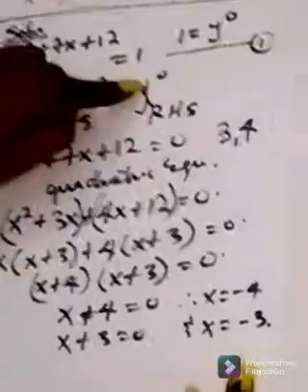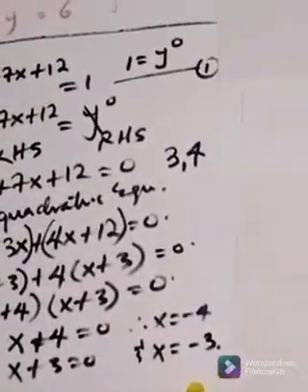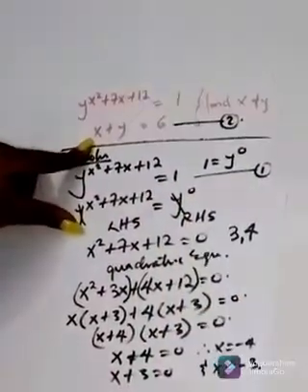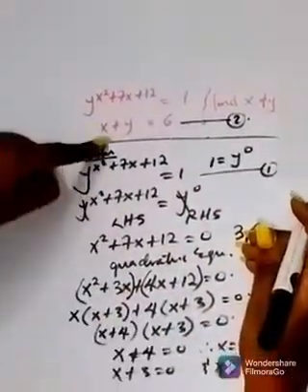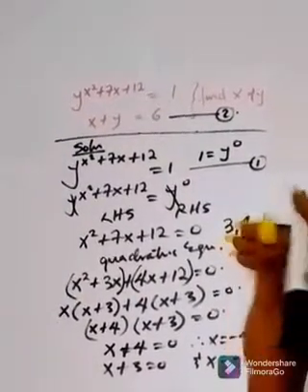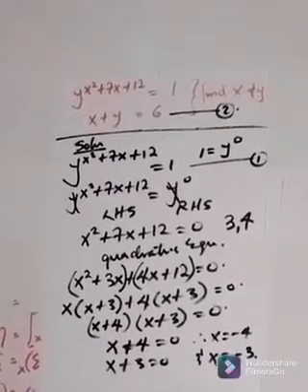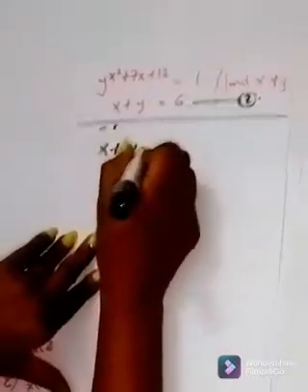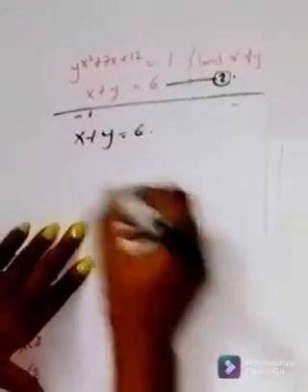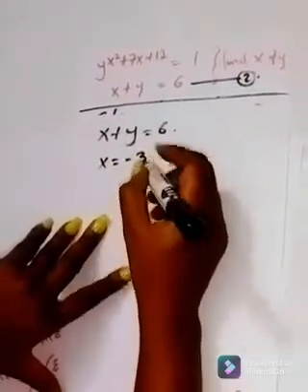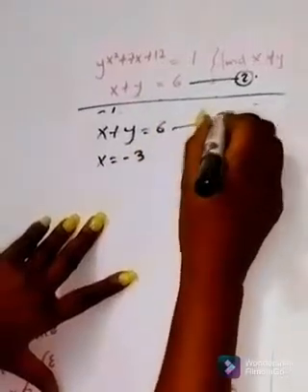So how do we find the value of y? Remember, we have a second equation. This is our second equation. So if we fix the value of x into this equation, hold on a second. We know the value of x. So x plus y is equal to 6. Remember, so if x is equal to minus 3, what will y be? Okay, this is equation 2.